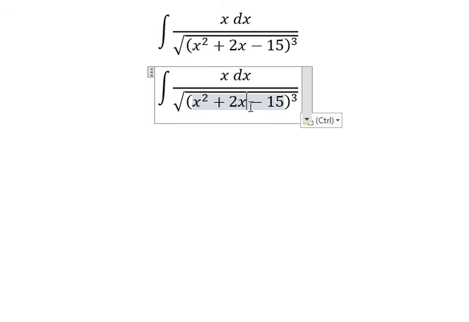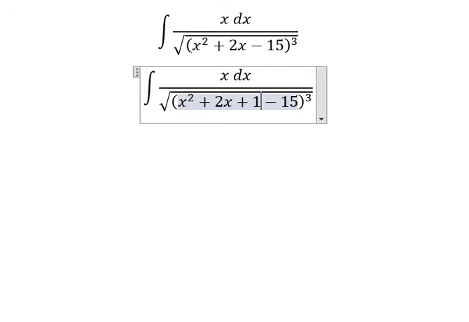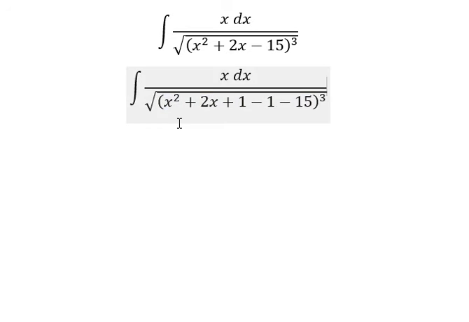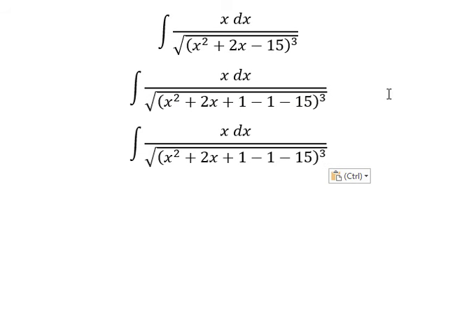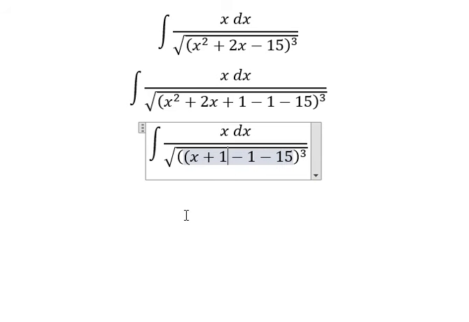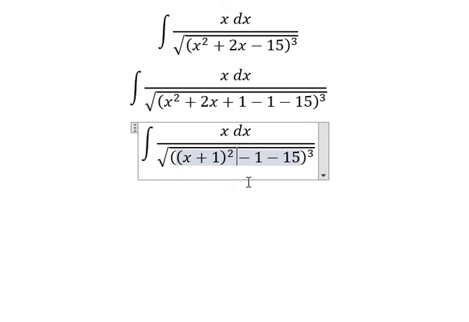We need to add number 1 in here. Later, we need to minus number 1, because I want to create an identity in here. So that should be s plus 1 to the power of 2, negative number 1, negative number 15, we have negative 16.